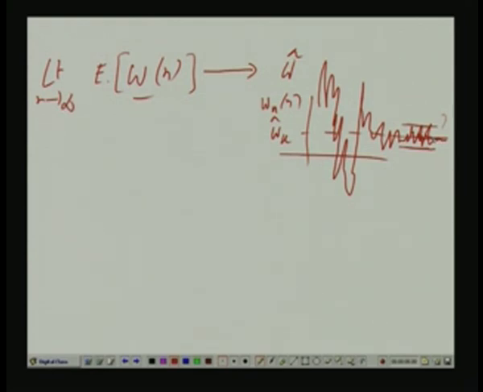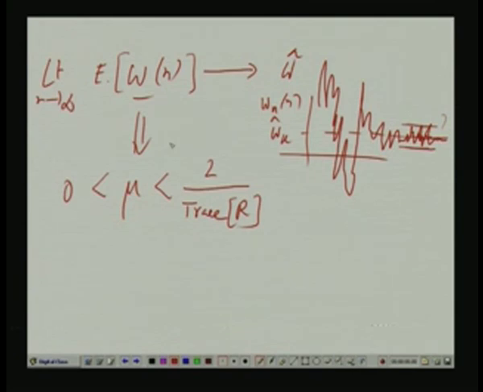Before I go to that misadjustment, let me tell you one thing. This convergence will not take place always. It will take place provided you take mu within the range 0 to less than 2 by the trace of the input correlation matrix. What is the trace of a square matrix? It is the sum of all the diagonal elements. If you do that, then it is guaranteed that the mean of the filter weights will converge.